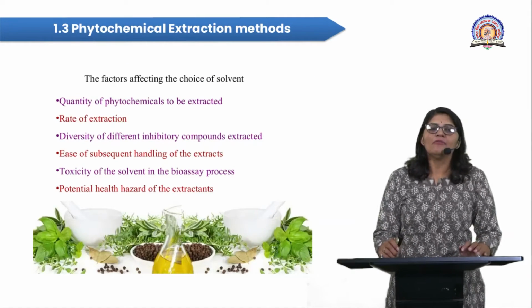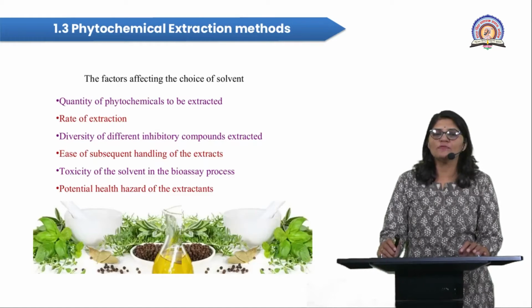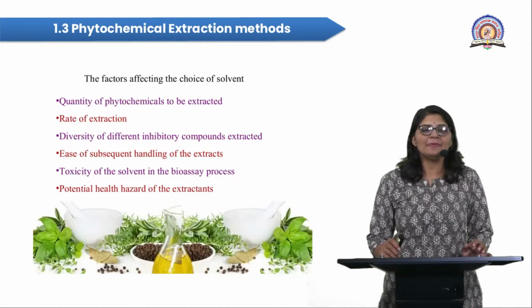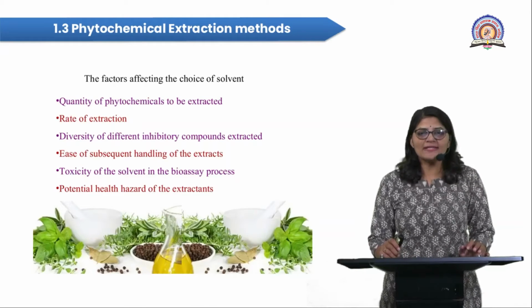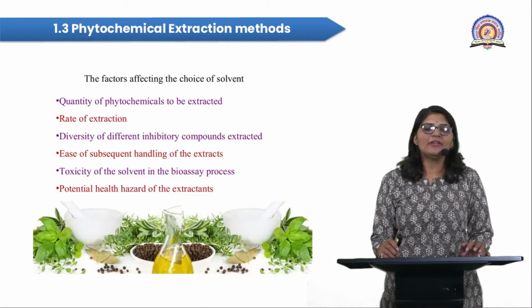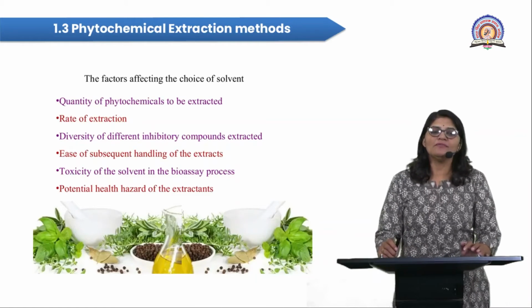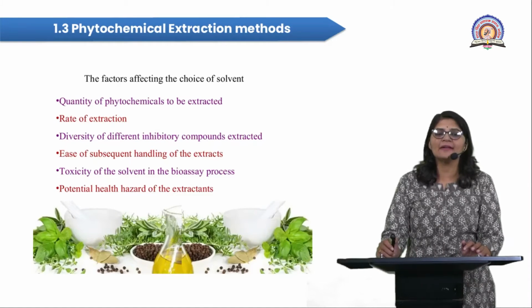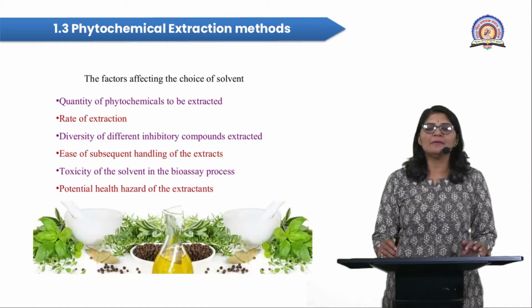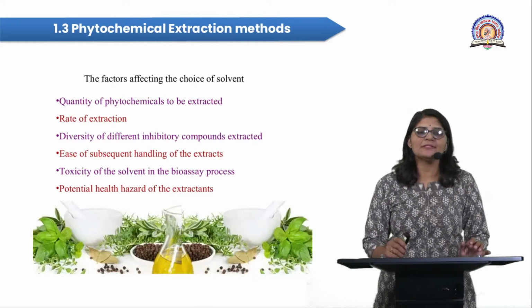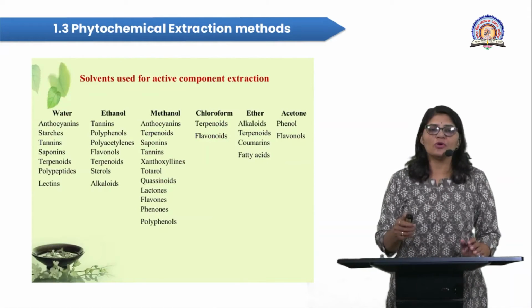Then the various factors that affect the choice of the solvent system. Here the factors are the quantity of phytochemicals that can be extracted, the rate of extraction, the diversity of different inhibitory compounds extracted, the ease of subsequent handling of the extract, toxicity of the solvent in the bioassay process, and the potential health hazard of the extractant. These are some factors that specifically affect the choice of the solvent system.